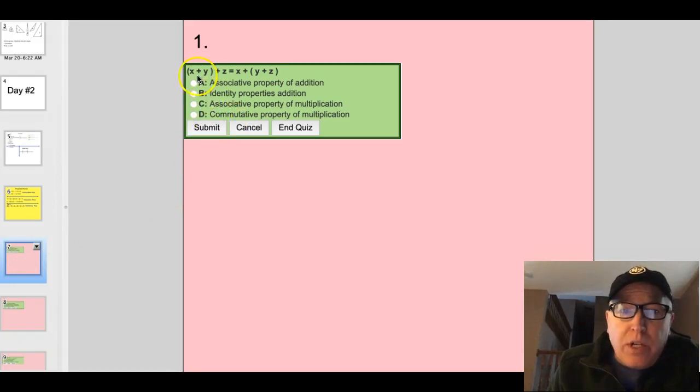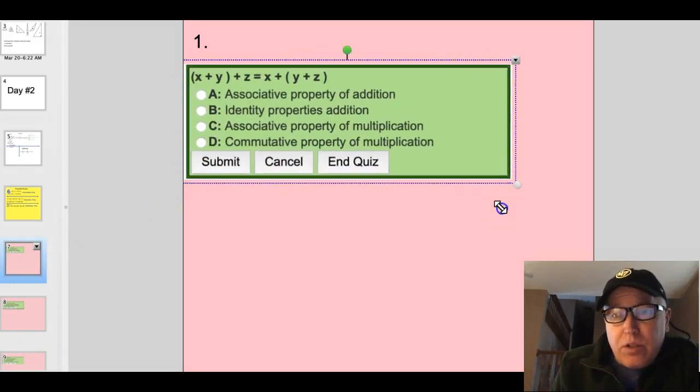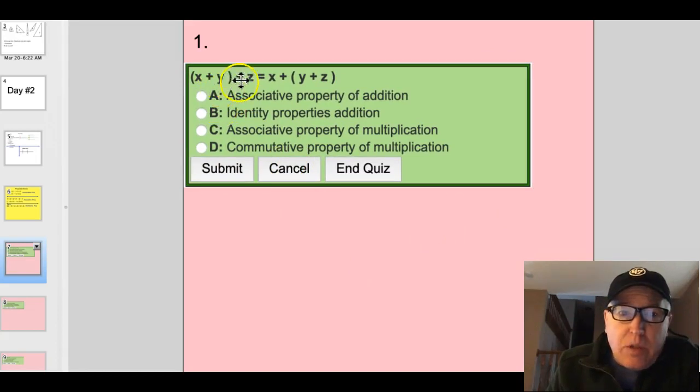What is the answer to this one here? Let me make it just a little bit bigger so you can see it a little easier. So x plus y plus z is equal to x plus y plus z. Go ahead and see what you do there.